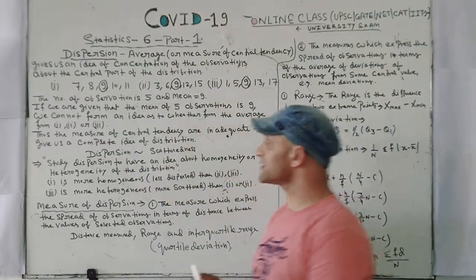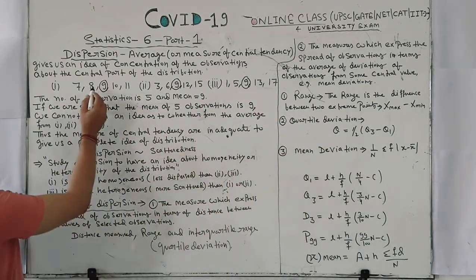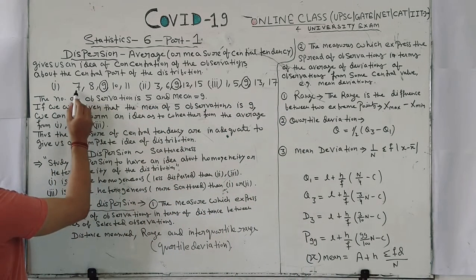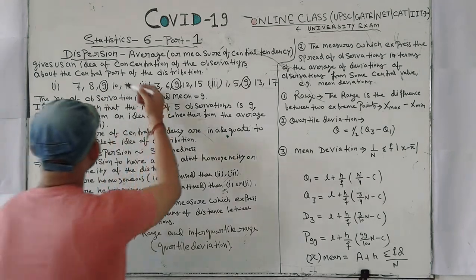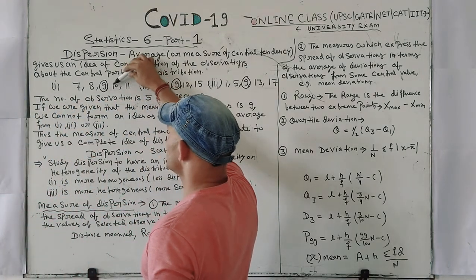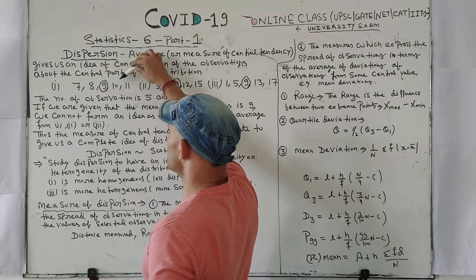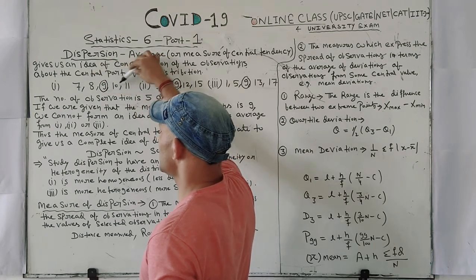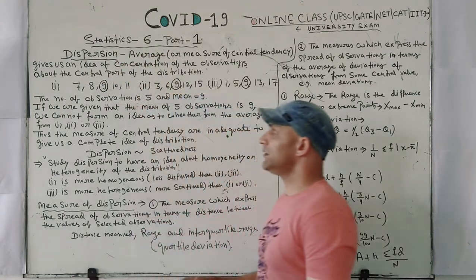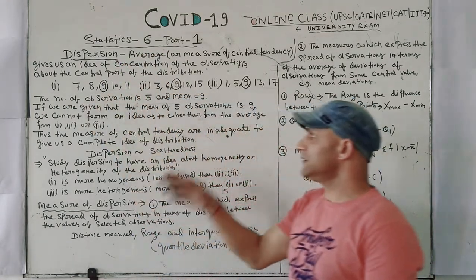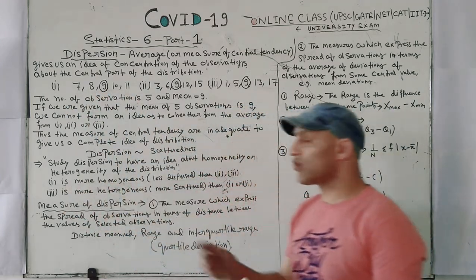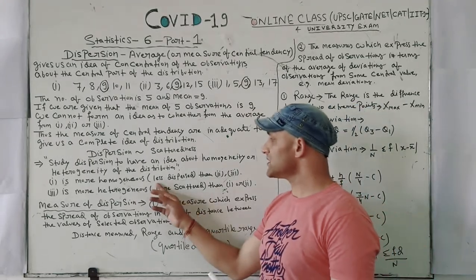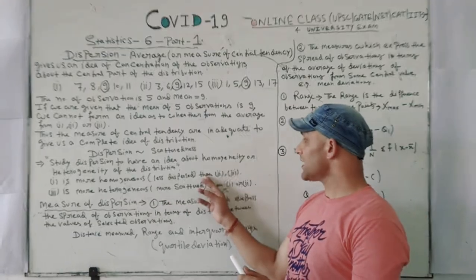What is the meaning of homogeneous? You can see the distance between two data: 7, 8, 9, then 9, 10, then 10, 11. The distance between the data is small, means these data are very near. This 9 is near to 10, and this 9 is also near to 11. So all data are just near to other data. So the first one is more homogeneous. Homogeneous means less dispersed than the second and third.